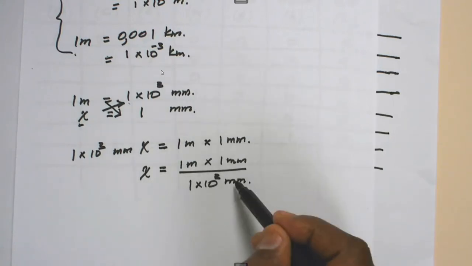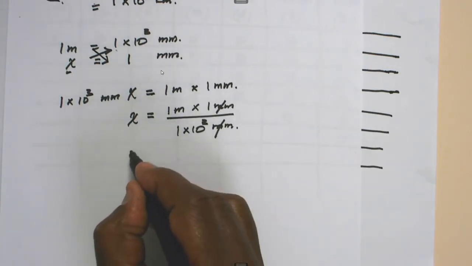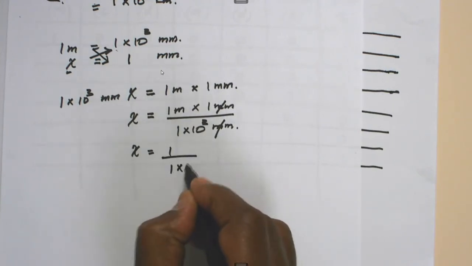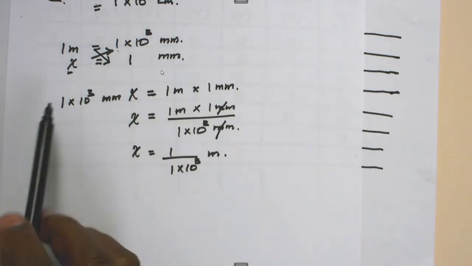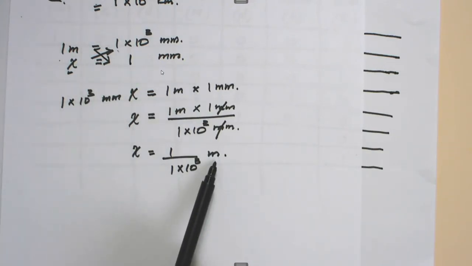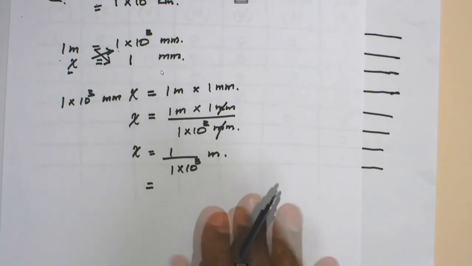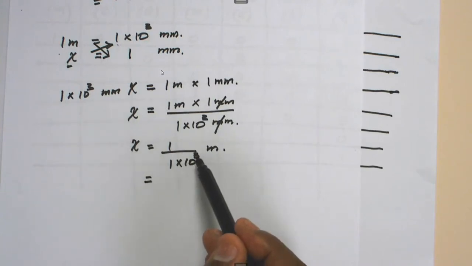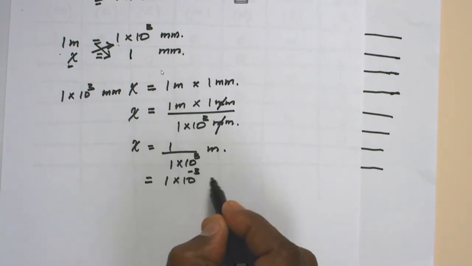Now you'll see that because we have the same units there, the millimeters are going to cancel out, and then our x now becomes 1 divided by 1 times 10 to the power 3, and the unit that we have there will be meters. Remember, we were saying how many meters are there in 1 millimeter. So our x gives us the value in meters. If you like, you will check that 1 divided by 1 times 10 to the power 3 is actually the same as 1 times 10 to the power minus 3 meters.